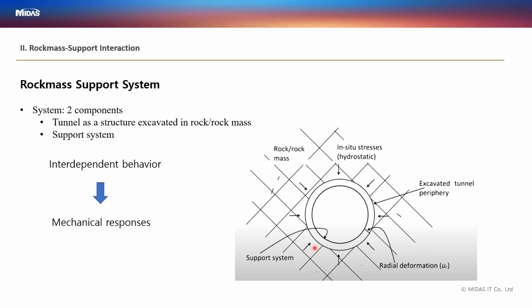After that, when your radial deformation reaches this point, the mechanical responses will occur. Now the load from the rock is transferred to the lining. Lastly, because of this load transfer to the lining, the pressure and the deformations will occur in the lining also.